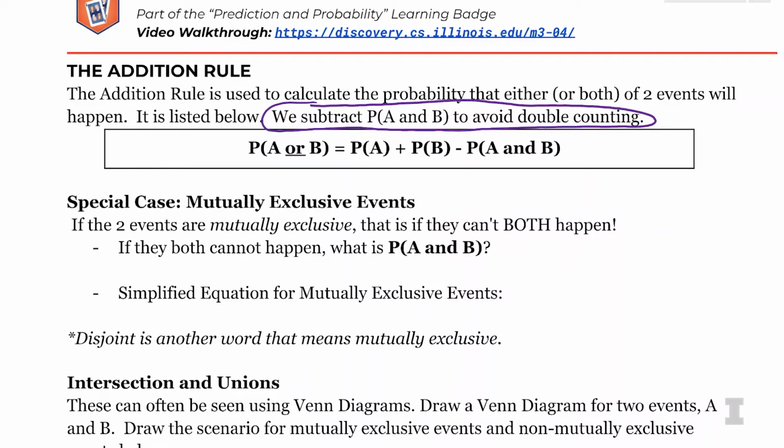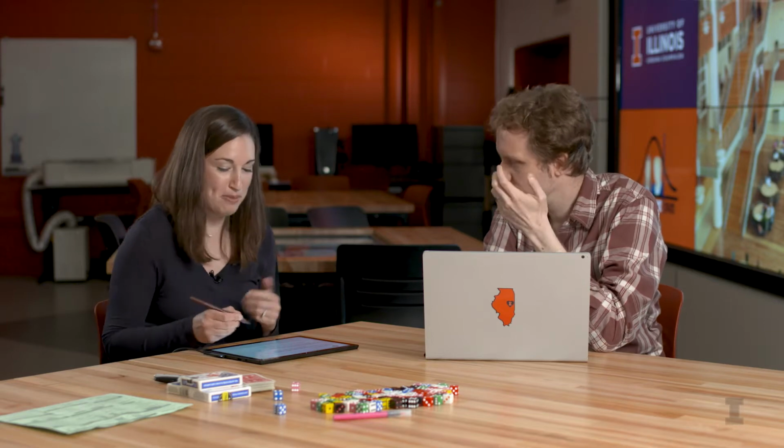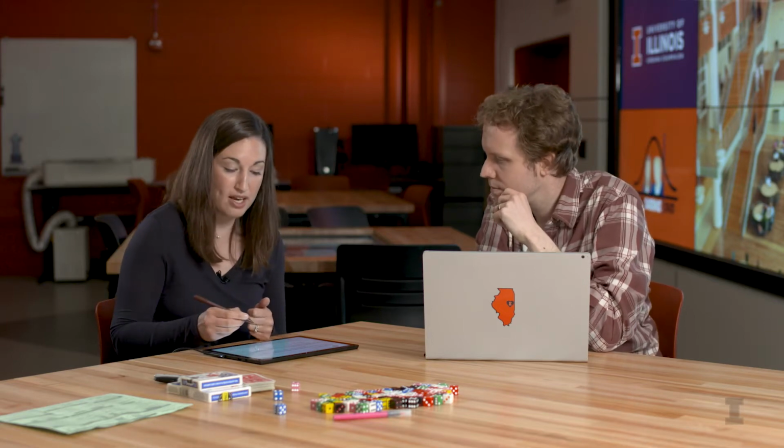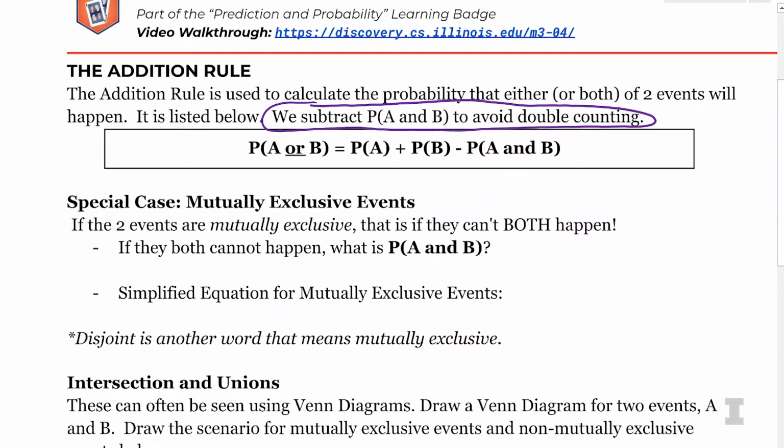So if two events are mutually exclusive, then they can't both happen at the same time. So if they can't both happen at the same time, when we subtract that last term, the probability of A and B, we actually get a probability that's zero. So it says if they both can't happen, what's the probability of A and B? And it's actually 0. So this simplifies the addition rule if we have mutually exclusive events.